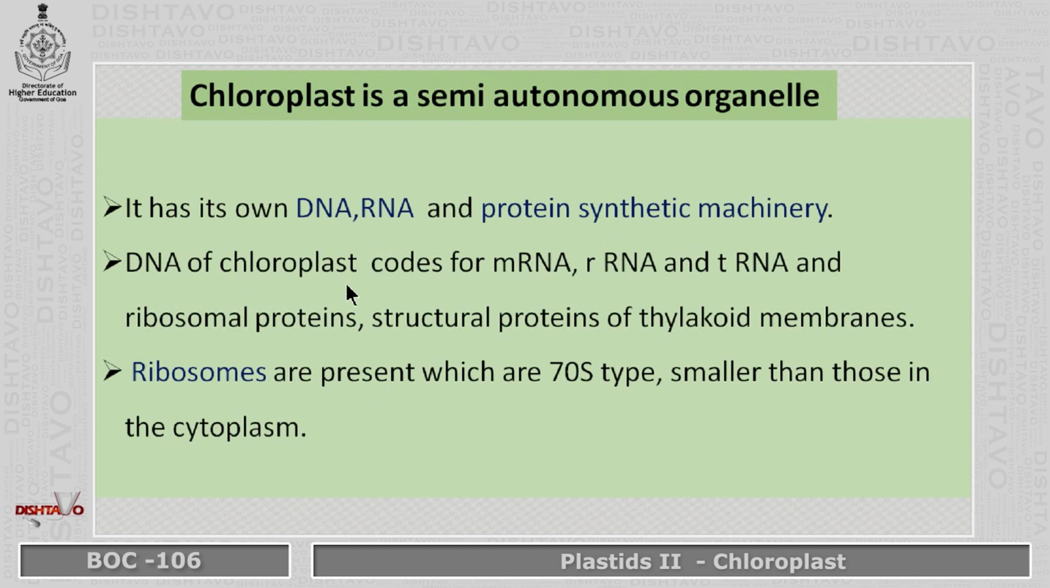The DNA of the chloroplast can code for messenger RNA, ribosomal RNA, and transfer RNA, and also different types of proteins: ribosomal proteins and structural proteins of the thylakoid membranes. So it can produce these things. Ribosomes are present, which are much smaller than those of the cytoplasm.